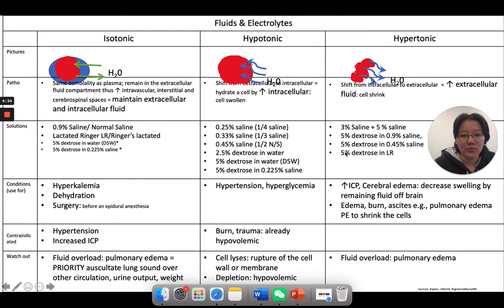How I remember the solutions for these three: 0.9% saline and LR are two easy solutions to remember. Here, 0.225% or 0.45%, or dextrose 5%. What I remember here is that these are the bigger numbers, combined with another number, so those numbers are much bigger than this one. That's how I differentiate it. Conditions you can use it for are increased ICP, cerebral edema, burns, and ascites. Again, watch out for fluid overload.